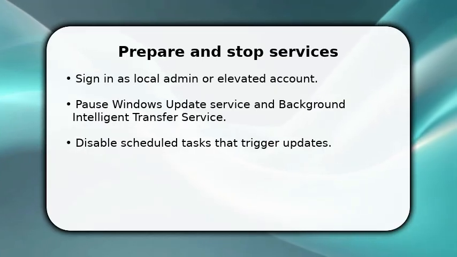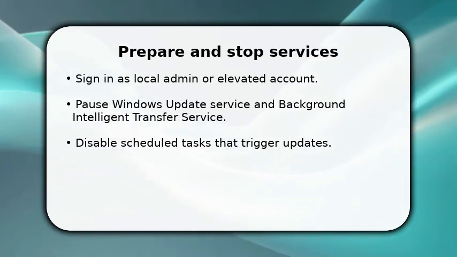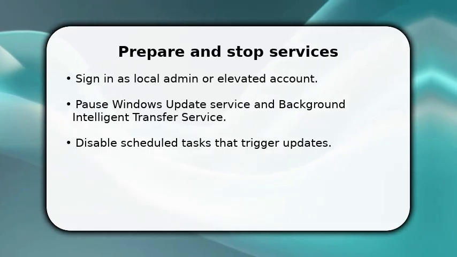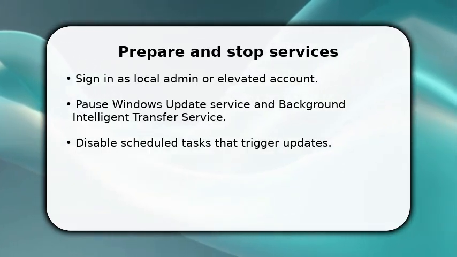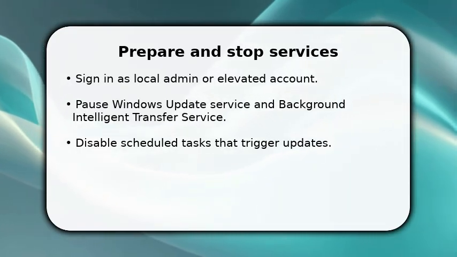You start now by using an administrator account. Open services.msc and locate Windows Update and BITS. Stop both services immediately to halt downloads and patches. Once stopped, set their startup type to disabled so they do not restart after reboot.